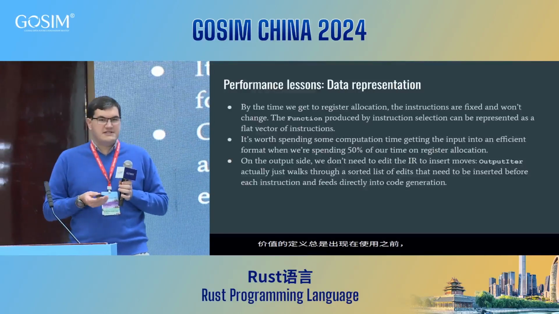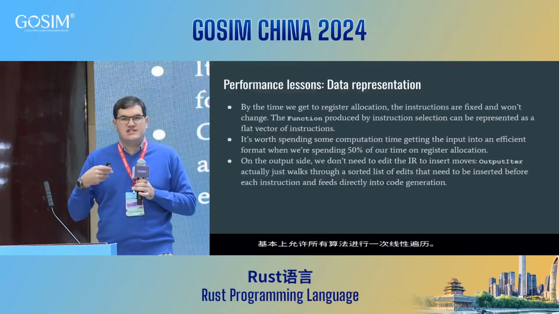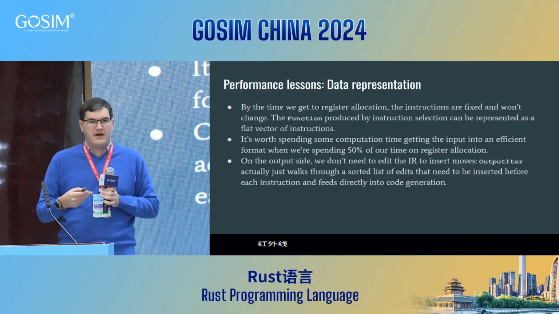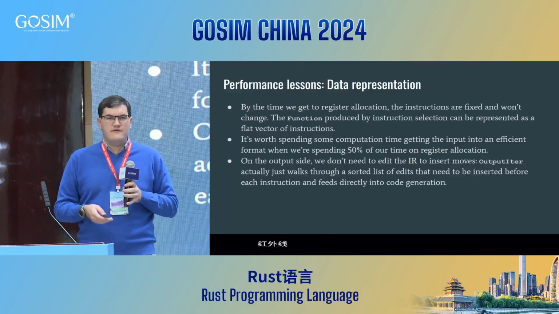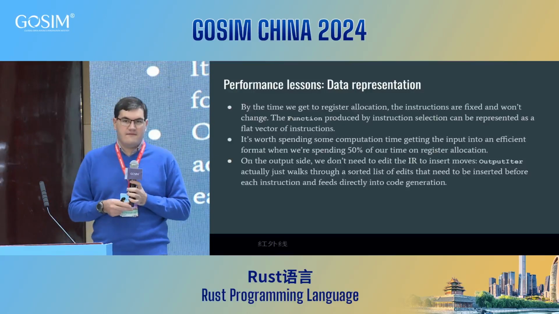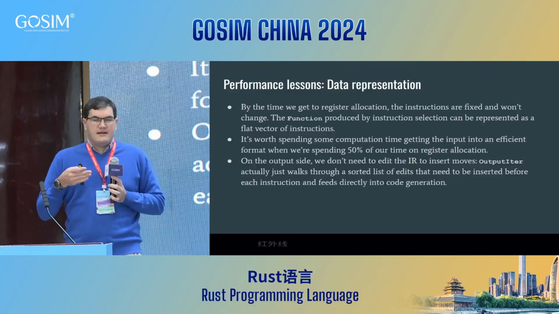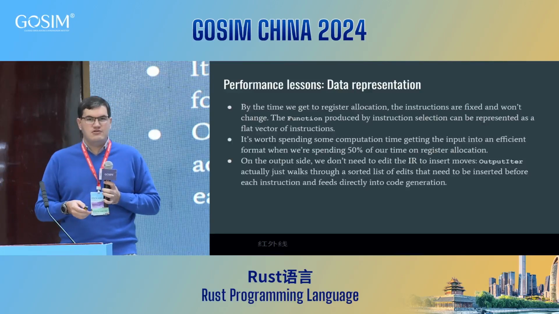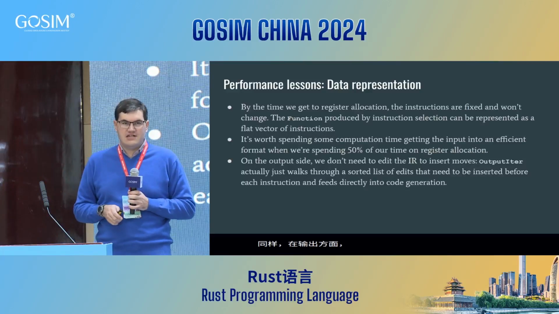Similarly, on the output side, we never actually have to generate the modified IR with the move instructions inserted into it and all of the registers filled in. The output iterator from the register allocator just feeds directly into code generation.